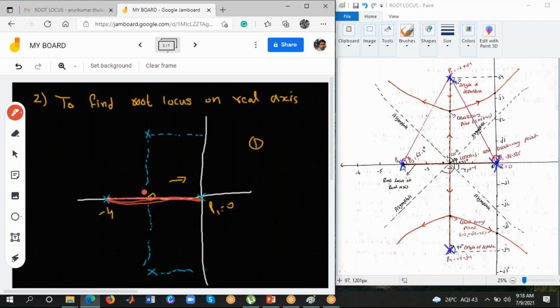Okay, now the next test point is considered between minus 4 and minus infinity. If you take a test point here and look back to the right-hand side, we have 2. So 2 is an even number, and there is no chance to get a root locus. So we have only 1 root locus on the real axis.